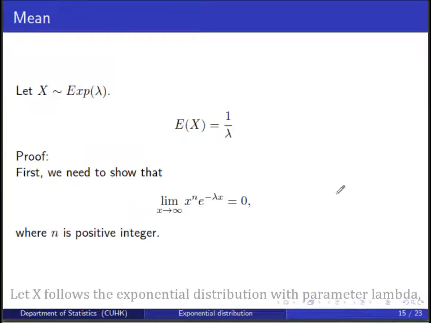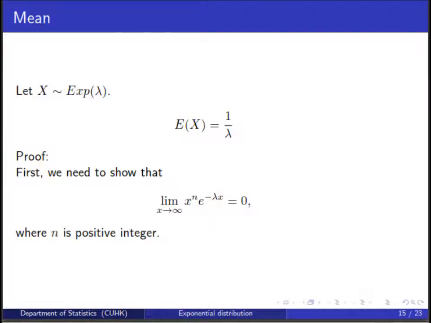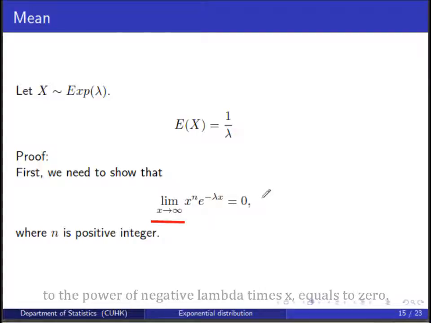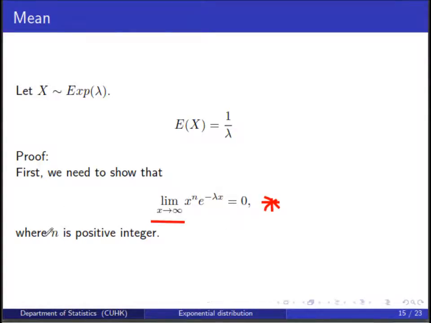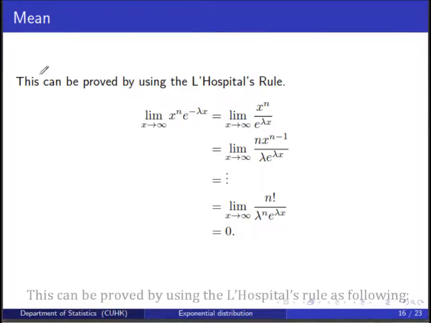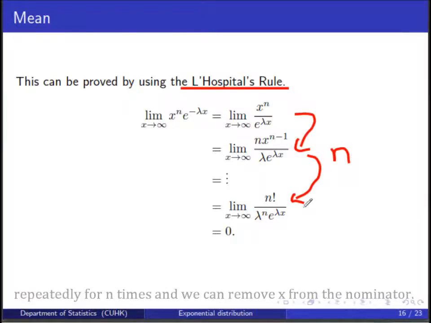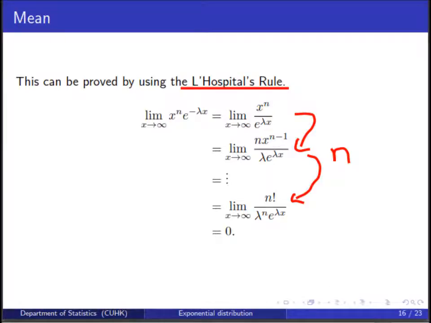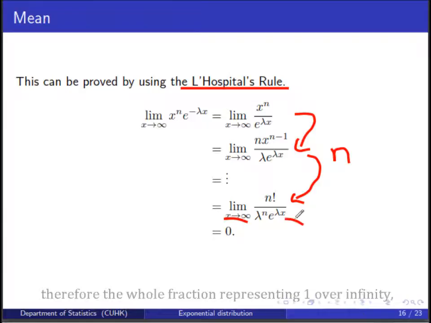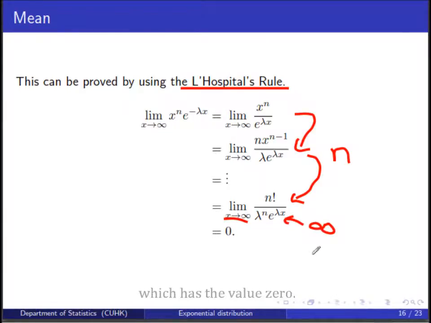Mean and variance. Let X follow the exponential distribution with parameter lambda, then the mean of X equals 1 over lambda. Before the direct proof for the mean, we need to show that as x tends to infinity, the expression x to the power of n times the mathematical constant e to the power of negative lambda times x equals 0, where n is a positive integer. This can be proved by using L'Hospital's rule as following. Differentiate both the numerator and denominator repeatedly n times and we can remove x from the numerator. Since now x is approaching infinity, the whole fraction represents 1 over infinity, which has the value 0.